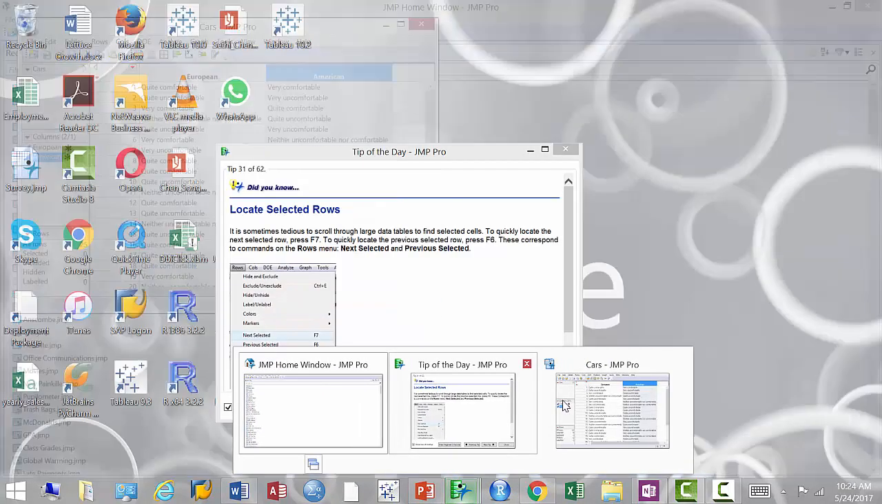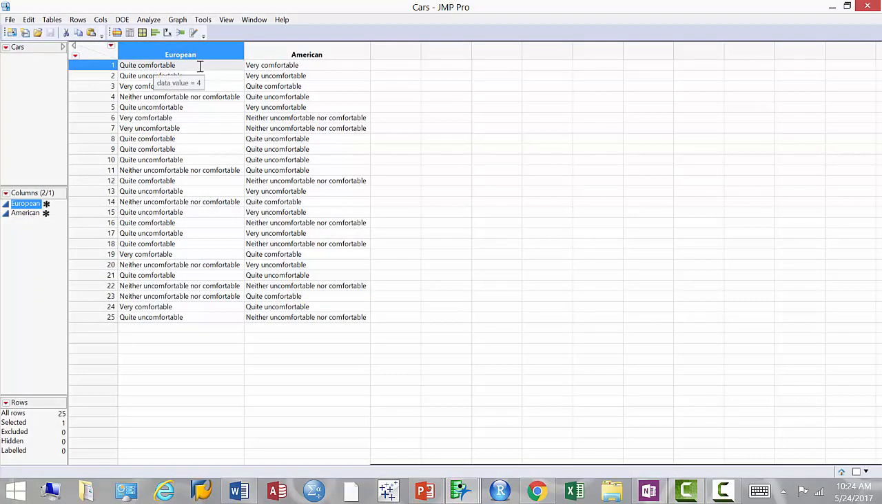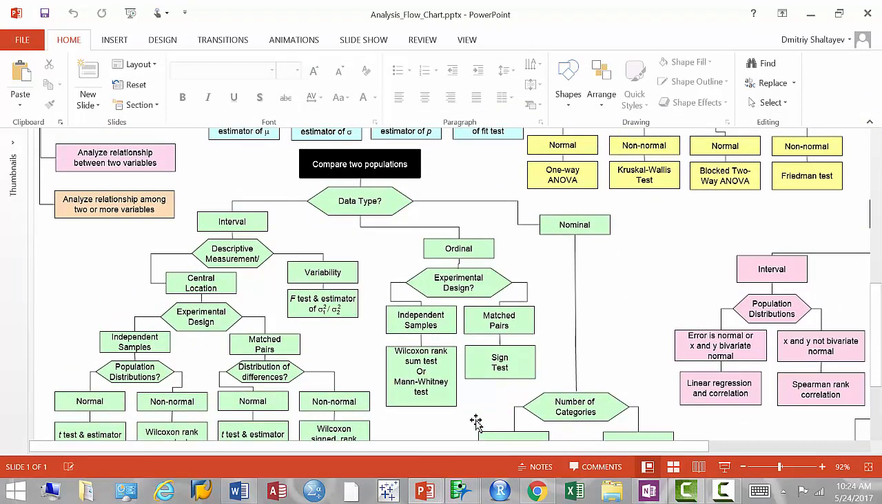All right, so I have two samples, people rating the European car and people rating the American car. If I want to, again, be formal about that, I have to start in my analysis flow chart with comparing two populations, right? And data type, obviously ordinal, right? 1, 2, 3, 4, 5 are not numbers, they're actually ratings, and they are ordered. 1 is worst, 5 is best. Experimental design, what do you think? Do we deal with independent samples or matched pairs?